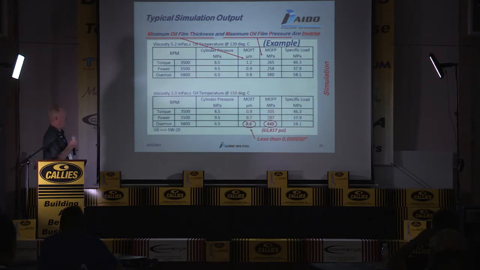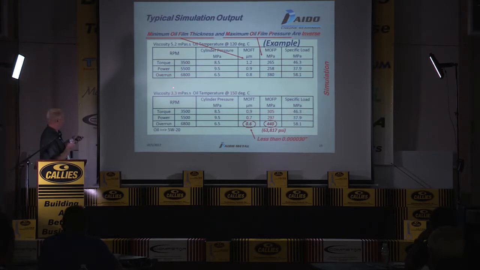And some of the data that we use when we're looking at mobility method output, and this is just an example based off of an OEM application, I believe. Looking at peak torque, peak power, and overrun RPMs, we can simulate what the minimum oil film thickness is. And here we can see we're looking at minimum oil film thickness that are less than 1 micron and film pressures of 380 megapascals.